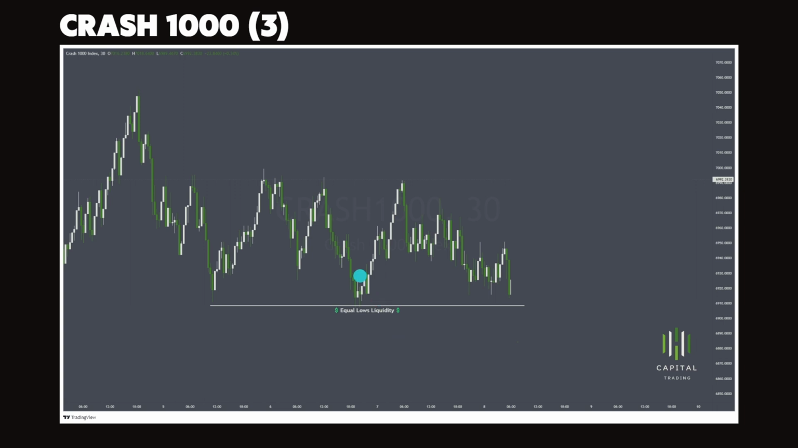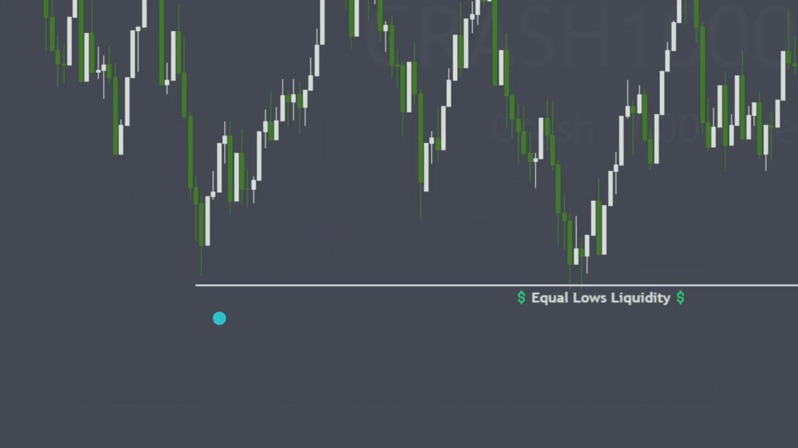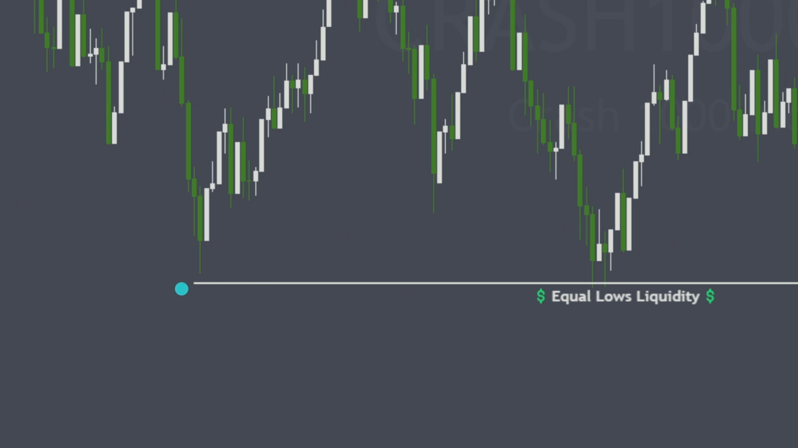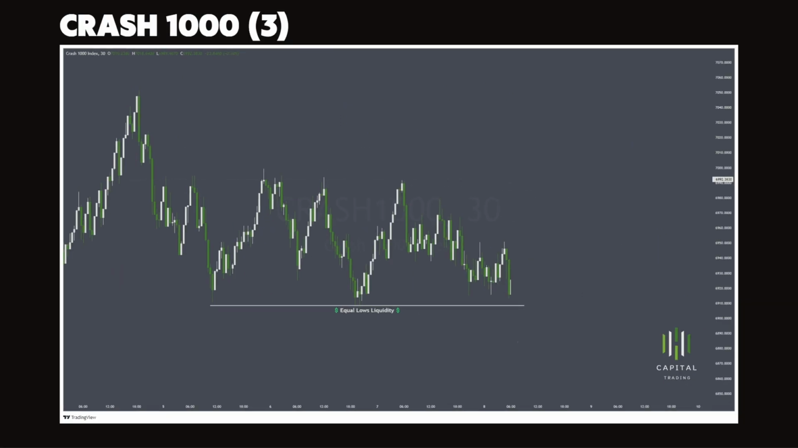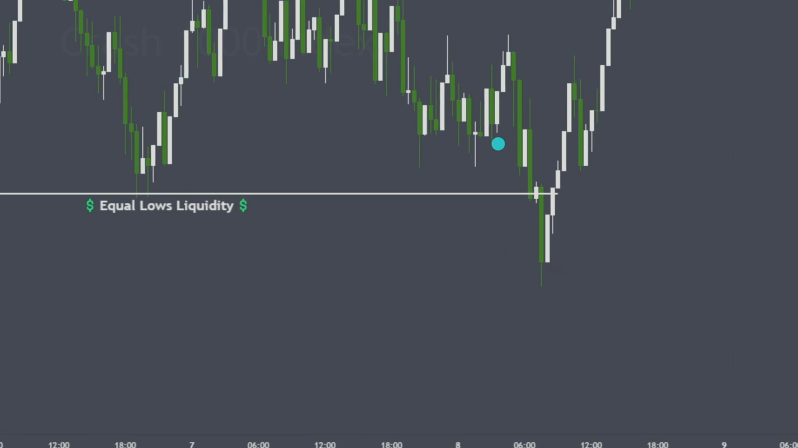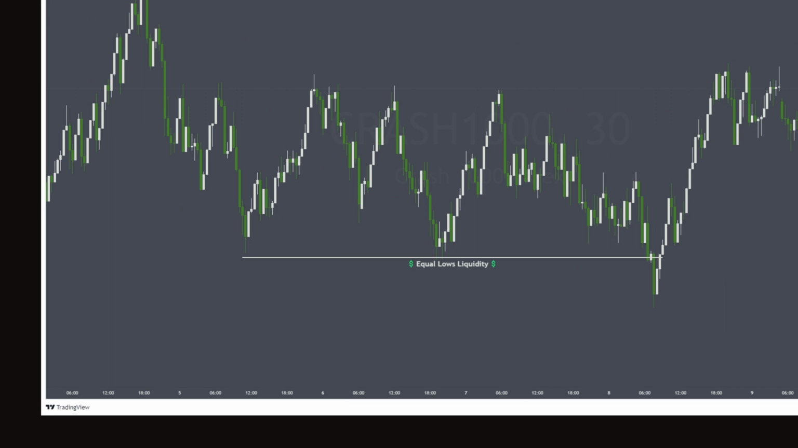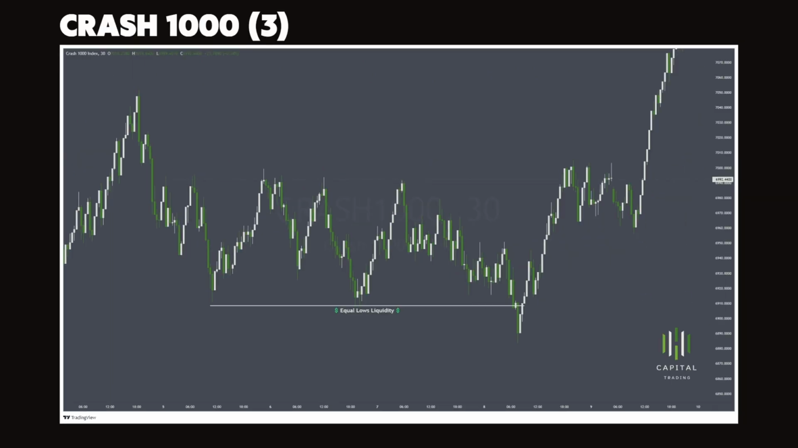Third chart, we had price dropping, and then we had this high, we had this low, and then these lows, right? So we want to see if price will reach into that at a later time. So price did that. It's like they were hunting for stops. They were on some hunt of something, and they did that, and then they continued to push into the upside. So that's how you look at Crash 1000.